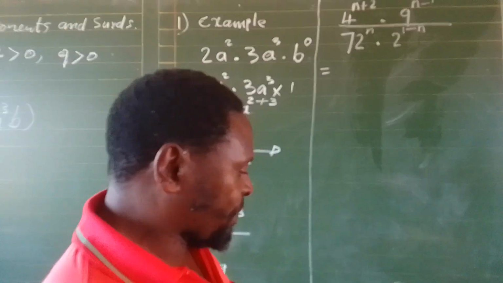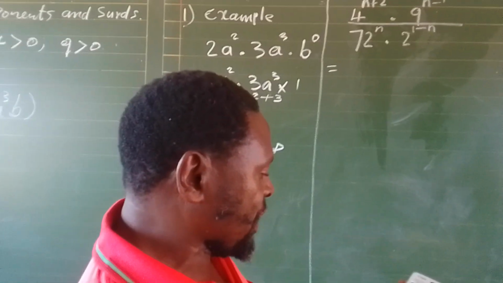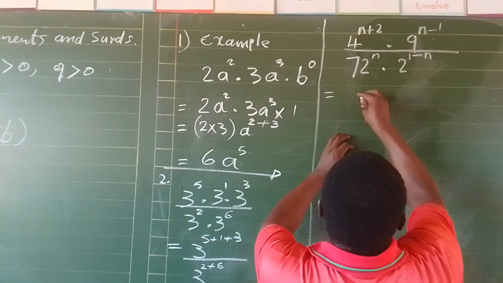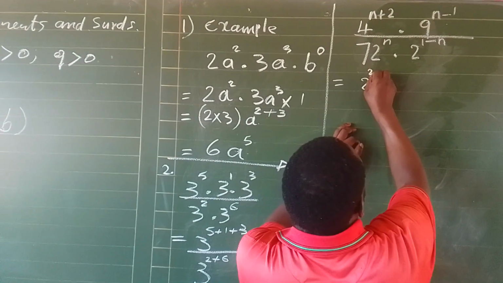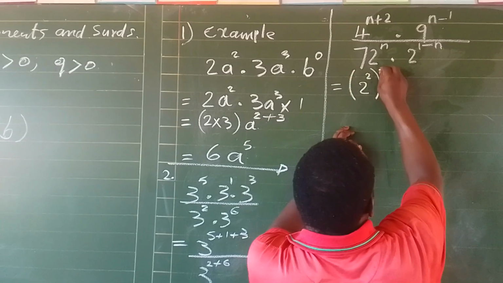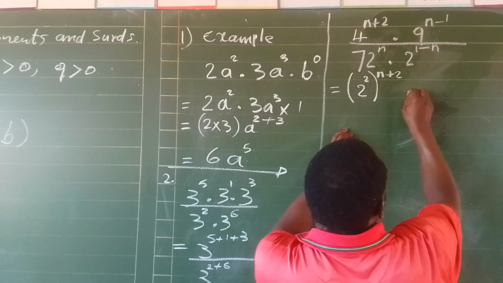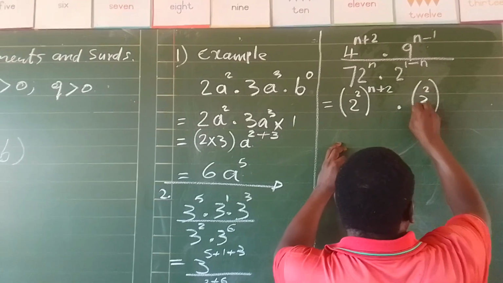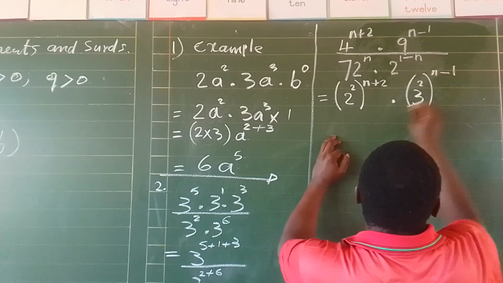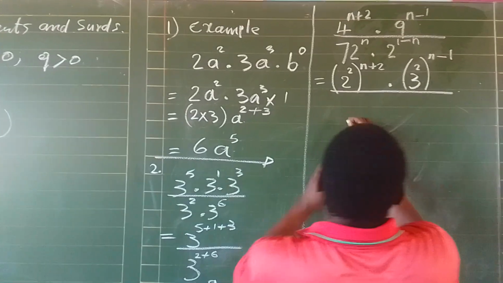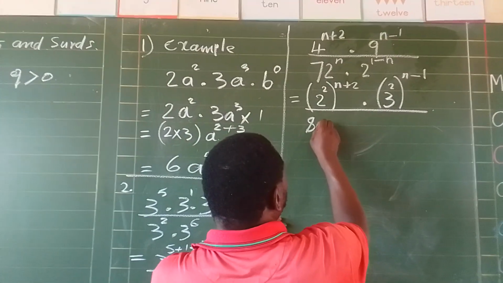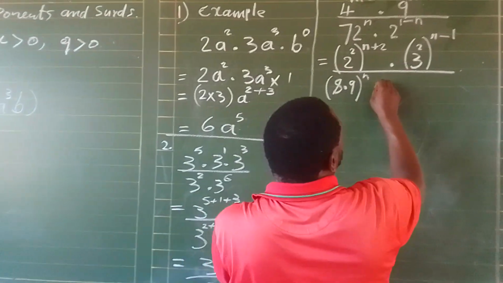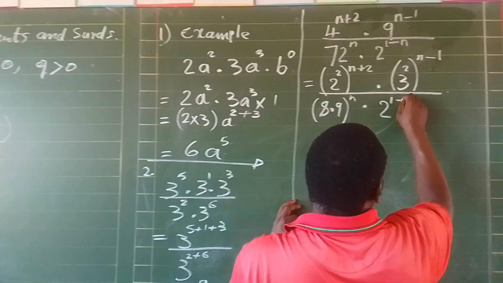Let's check. Grab your calculator. 9 times 8 is 72. So here you are going to break this. Let's say 2 to the power of 2, all to the power of n plus 2. You multiply that by 3 squared, all to the power n minus 1. Divide all by 8 times 9, all to the power n multiplied by 2, 1 minus n.